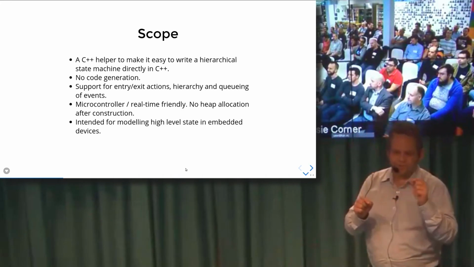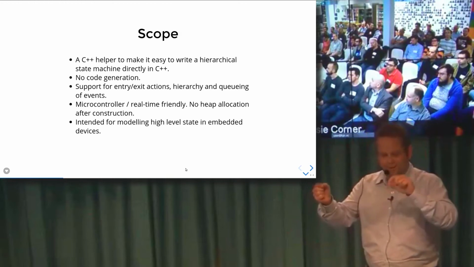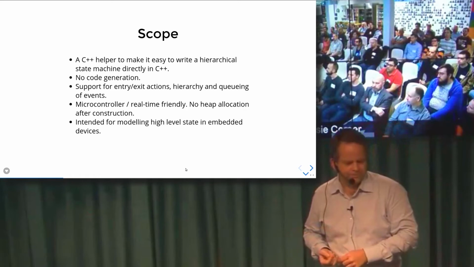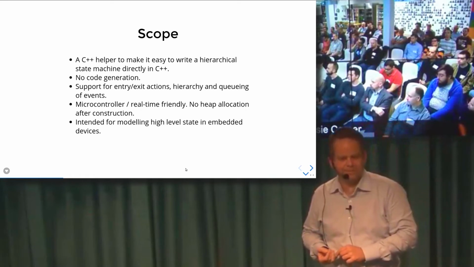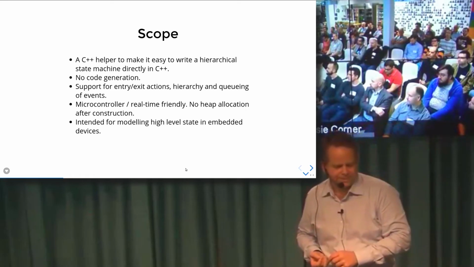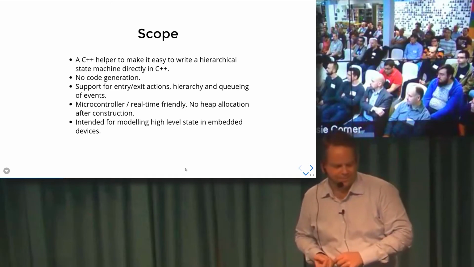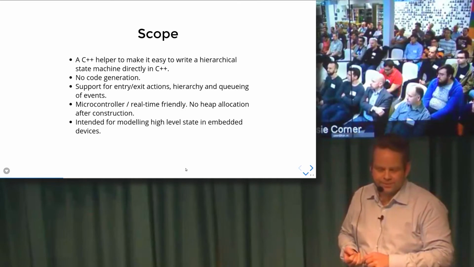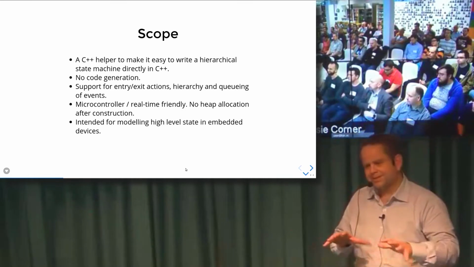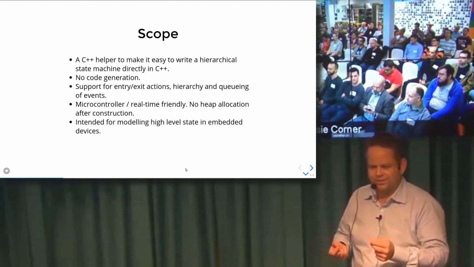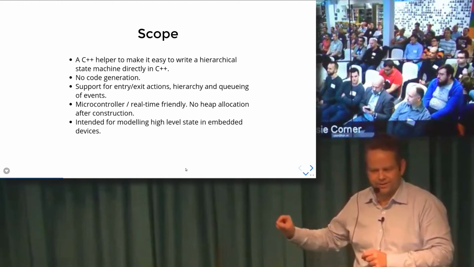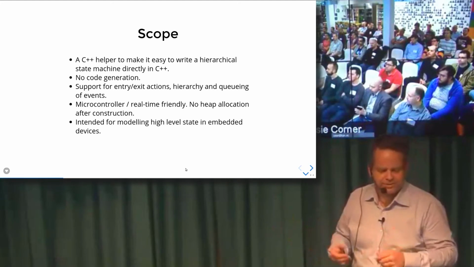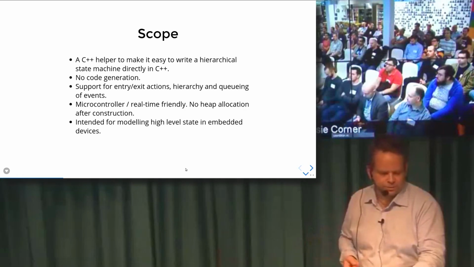Hierarchical, so when you switch state from one place to another and you pass down and pass up, all that should be automatic. That's really good to have, I think. Microcontrollers, I like them. I want to be able to use this there, so no heap allocation after construction. And it's intended for this sort of application logic, not just hopping around and decoding a protocol and that kind of stuff. So it's a little bit of overhead, but it should be able to give you something for that overhead.